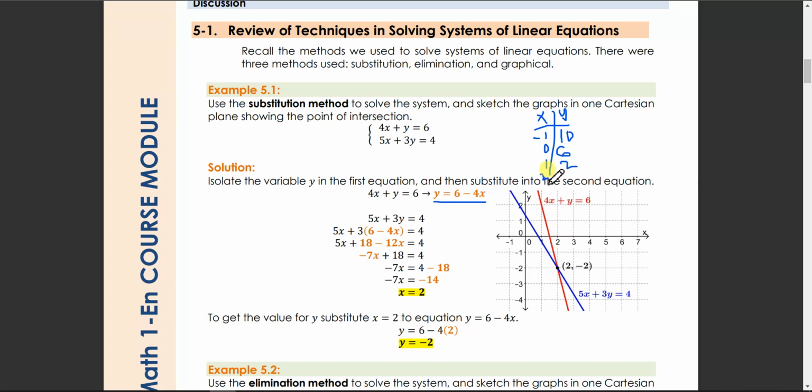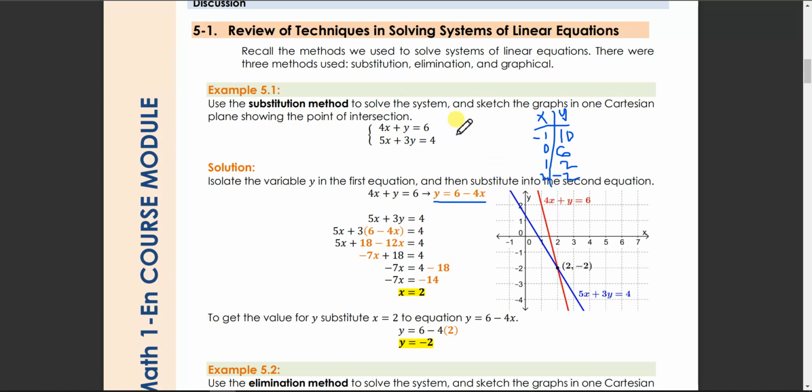Then we have x is equal to 2. So if it is 2, this is 8. So y is equal to 6 minus 8, so that is negative 2. Then you plot this on your Cartesian plane. So if x is negative 1, y is 10. So negative 1 here, and y is equal to 10.